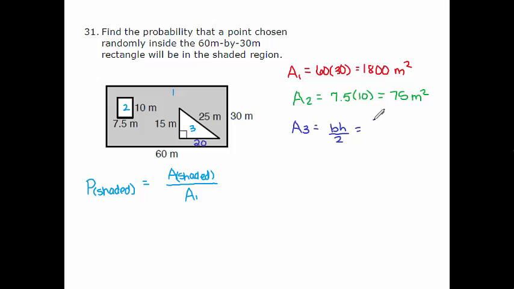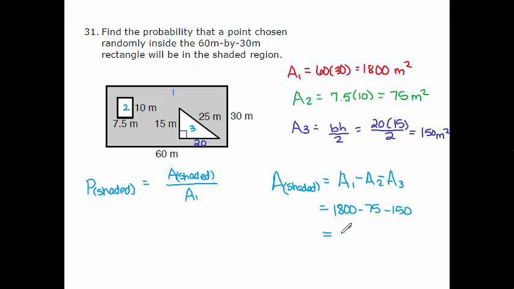So for my area formula, I have 20 times 15 divided by 2, which is 150 square meters. Okay, so now to find the area of the shaded region, I'm going to take the area of the large rectangle and subtract the other two pieces.